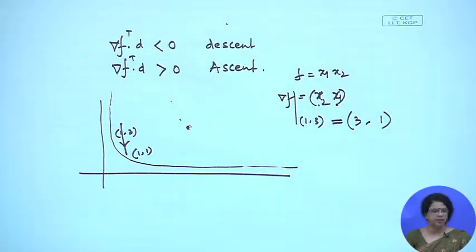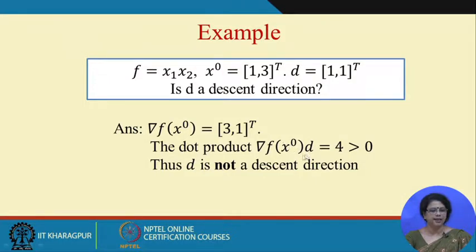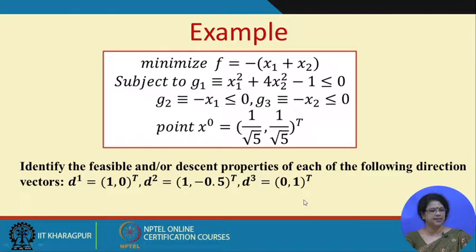Alright. That is why if we consider grad f dot D, then we can see (3, 1) and (1, 1). If we just multiply, we get the value equal to 4. That is why we can say D is not the descent direction. Certainly, this is the ascent direction of x1, x2. Okay. Now, let us deal with another example.